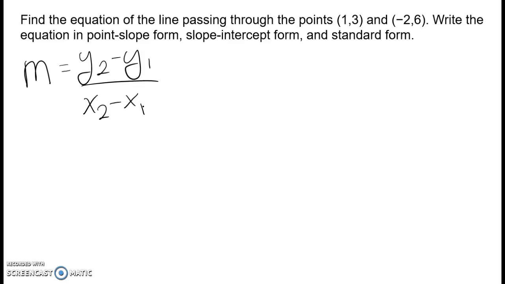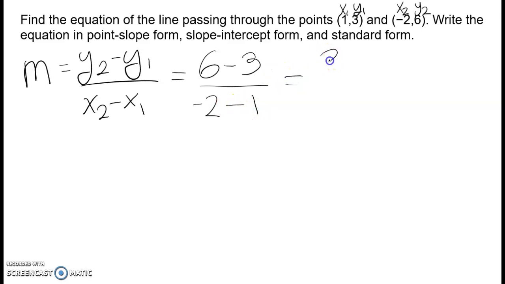Now, it does not matter which one we label as 1 and 2, but for right now, I'm just going to put this first point as x1 and y1, and the second point as x2 and y2. Okay, then I'm going to plug that in. So for our slope, we have y2, which is 6 minus y1 over x2, which would be negative 2 minus x1. So if we calculate that out, we get 3 over negative 3, which is just the value negative 1.